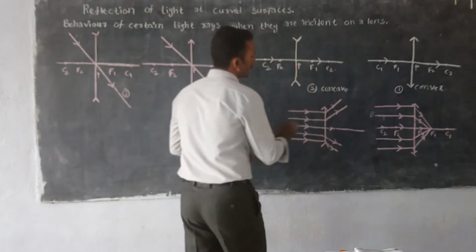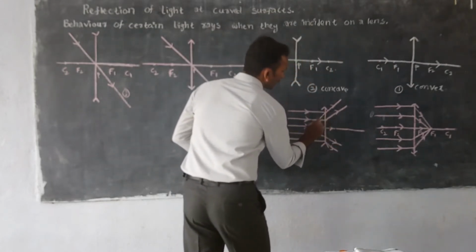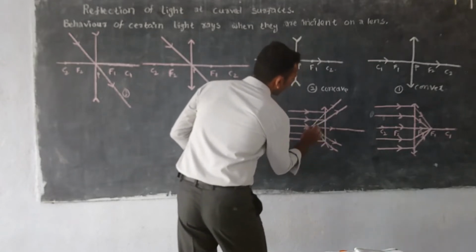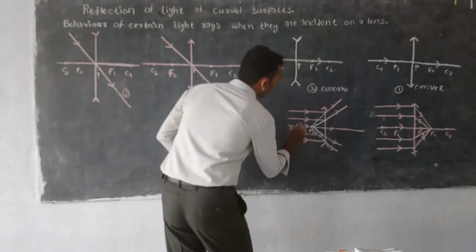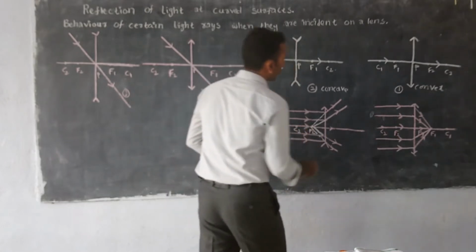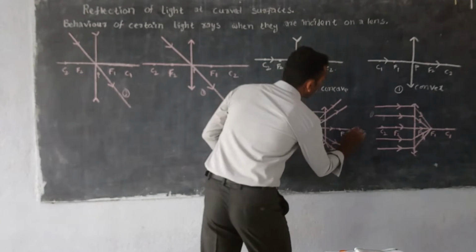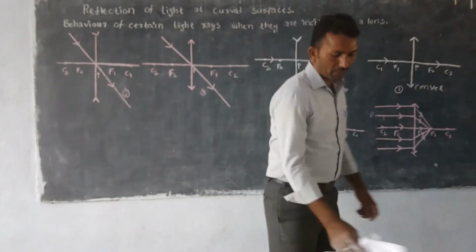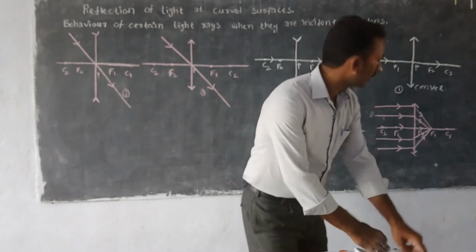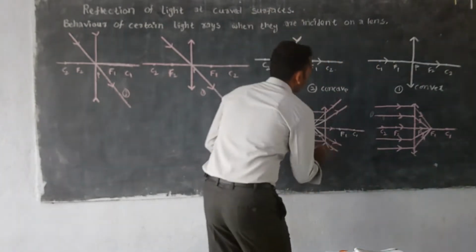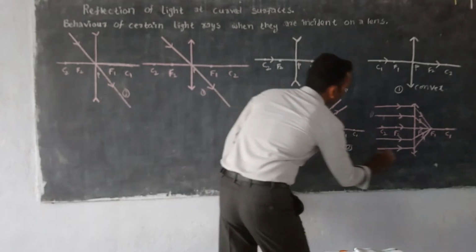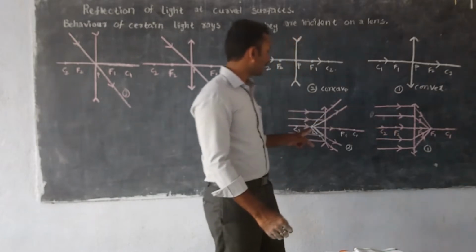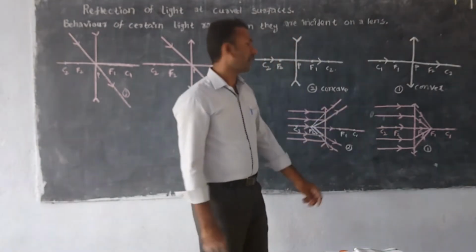If we extend these refracted rays backwards towards the principal axis, they will meet at one point. This one will be the focal point of the lens, and this one will be the center of curvature C1. These are the two diagrams. This is for the concave lens, and this one is situation 2, and this is situation 1. Okay, figure 1 belongs to the convex lens, and figure 2 belongs to the concave lens.